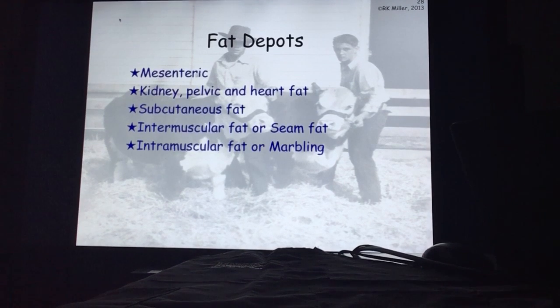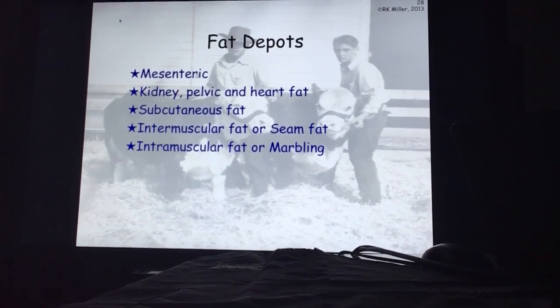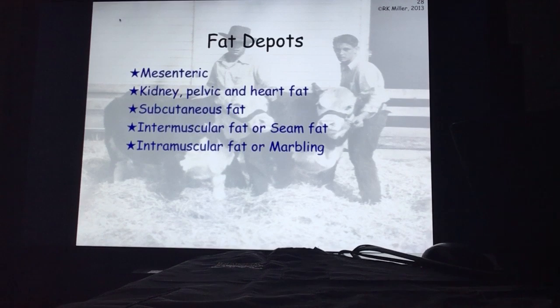Now, one thing I want you to understand is that adipose tissue does not develop uniformly through the body. There are actually 5 fat depots that develop, and in this slide, the first to develop is mesenteric fat. Mesenteric fat is fat around the intestinal tract. It's the first to develop because the digestive system needs support and protection, and so it has a very important physiological function.